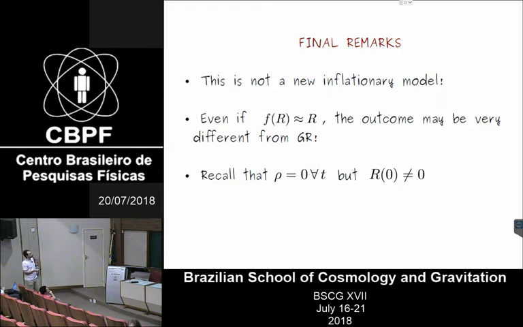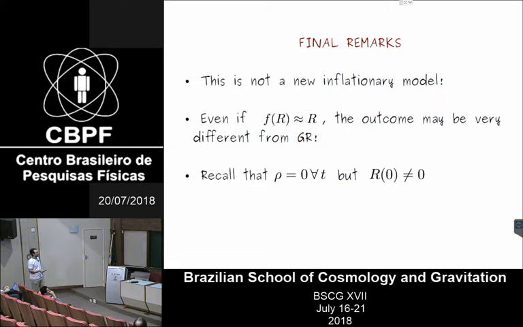Another message to take home is that even if F(R) is a linear function of the Ricci scalar, the outcome could be very different from GR. Just because in the case I just presented, the coefficient is not 1, it's really 10 times, 1 million times smaller than that. So it could be really different from GR, although it's linear. And if that's the case, those criteria, as I just mentioned, do not hold.